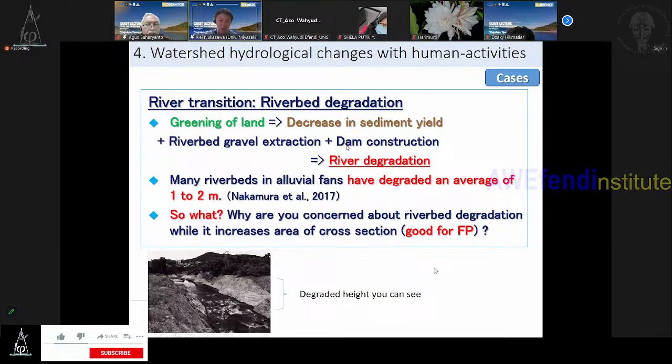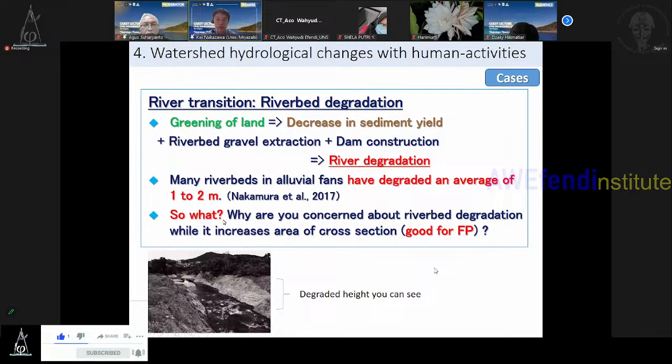And the final component is dam construction. As I explained, many dams were constructed. So finally, what happened? Sediment dramatically decreased in rivers, and it resulted in the phenomenon of river degradation. River degradation is the opposite of a sailing river. I mean the altitude of the river decreased. According to the literature, many riverbeds in full alluvial France have degraded an average of 1 to 2 meters.